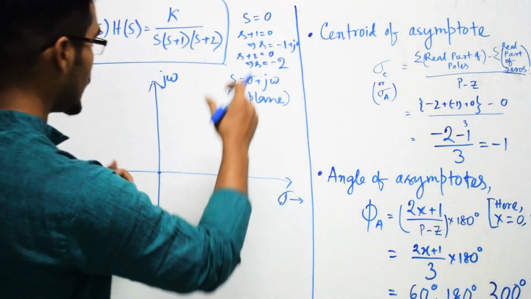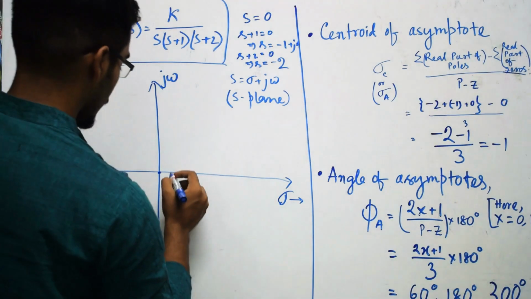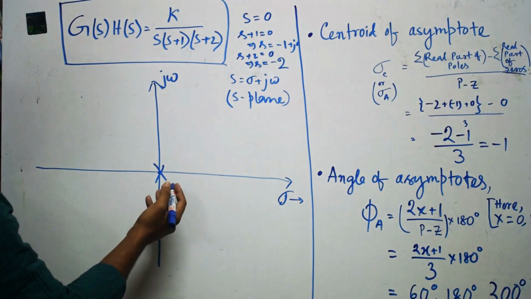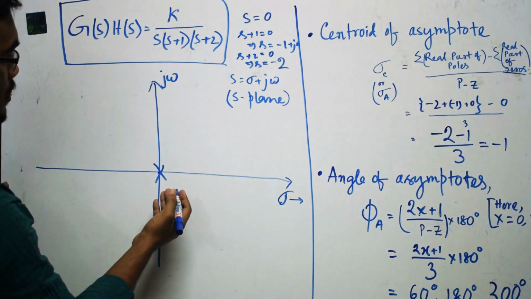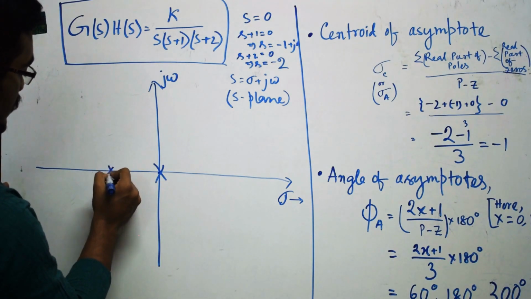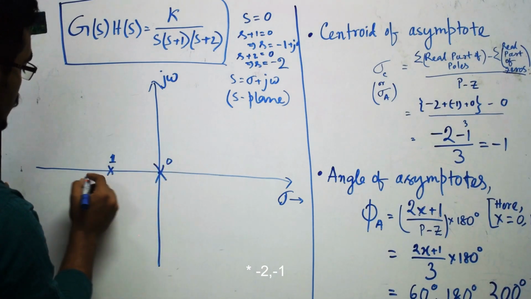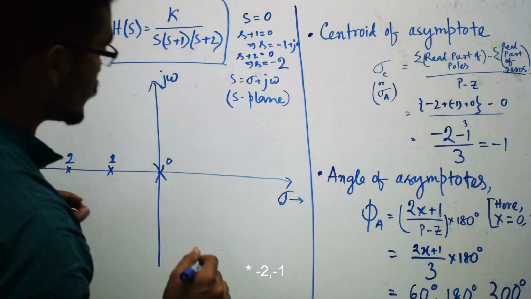So we have to locate them in the S plane. We have to plot them. So first pole, you have to locate the pole just like that. One pole is at the 0th position, another pole is at S equal to minus 1, the first position. This is 0. Another pole is at the second position, minus 2.